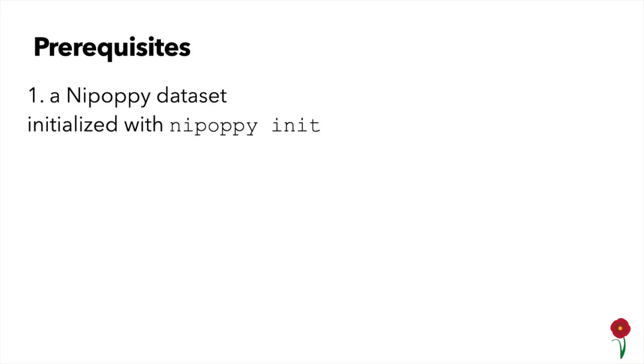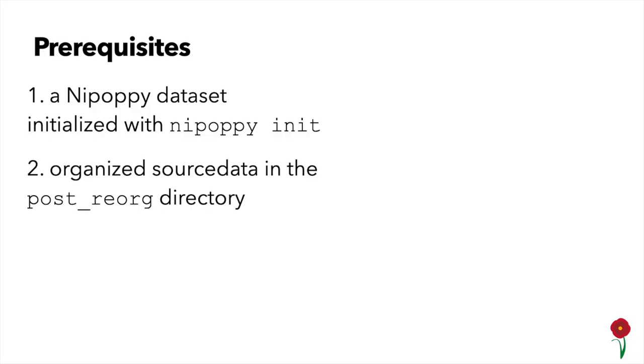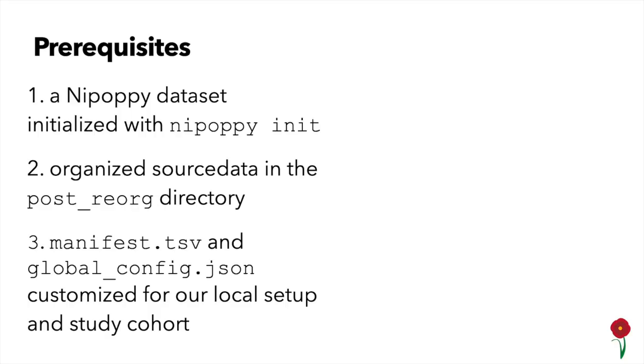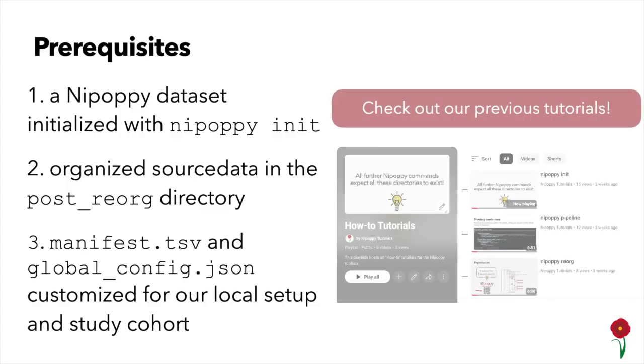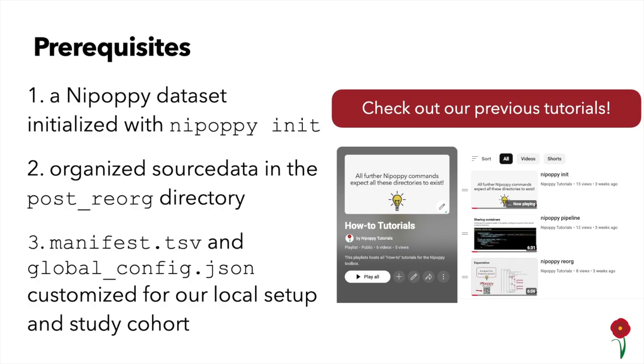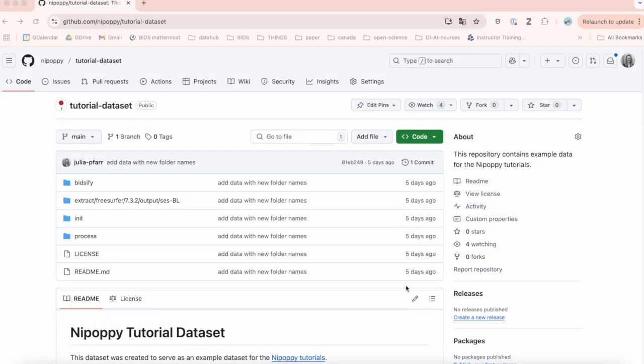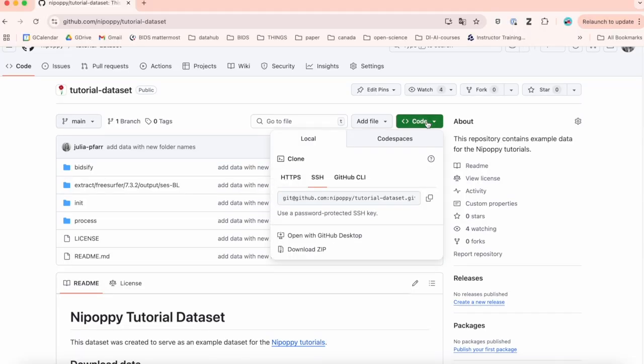To participate in this tutorial in a hands-on fashion, you will need a Nipoppy dataset created with Nipoppy in it, organized source data in the post-reorg directory, and the global config JSON and manifest TSV file customized for our local setup and study cohort. If you are missing any of these prerequisites, please check out our previous videos. Also, we provide an example dataset for all of our tutorials. Please visit the GitHub repo to download the example dataset should you not have done so yet.